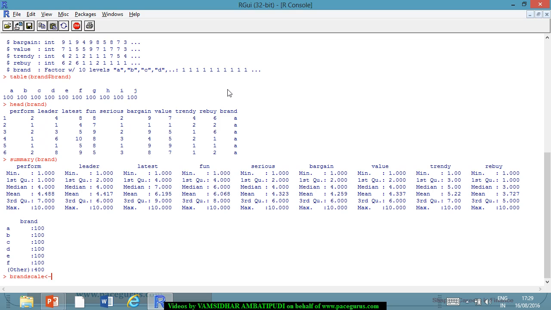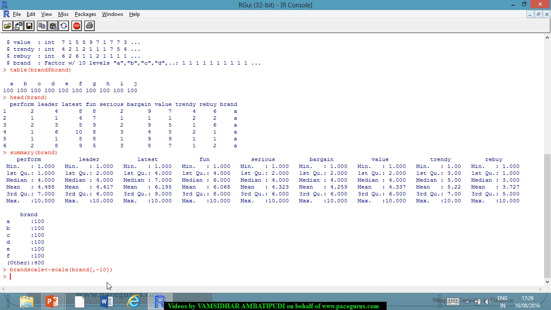Brand, let me keep it as it is. So I'll take the scaling of the brand, but I'll not take all the columns. I'll remove the 10th column, which happens to be a factor variable, so let me not do any scaling on that. All the remaining columns I'll scale. So I'm taking all the rows, but column-wise I'm omitting the 10th column, and I'm computing the scaling for each one of them.